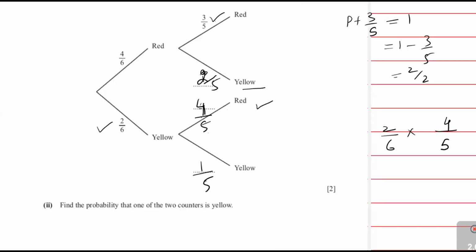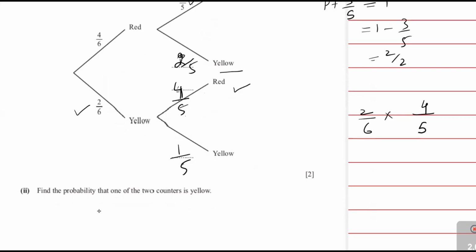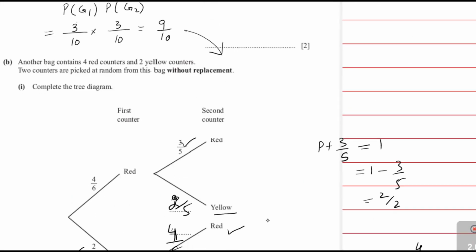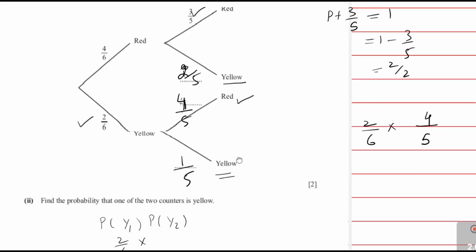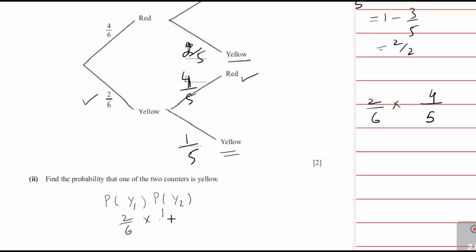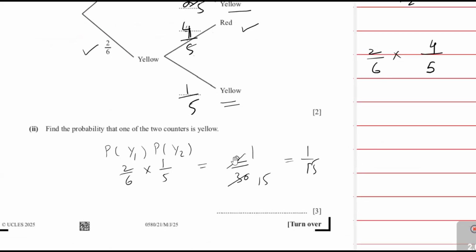And next, find the probability that one of the two counters is yellow. Look here, the probability of a yellow counter is the probability of y1 times the probability of y2. Here the probability of y1 is 2 over 6 and the probability of y2, which is taken from the second counter, is 1 over 5. This will be equal to 2 over 30, and we can write 1 over 15 is the probability.